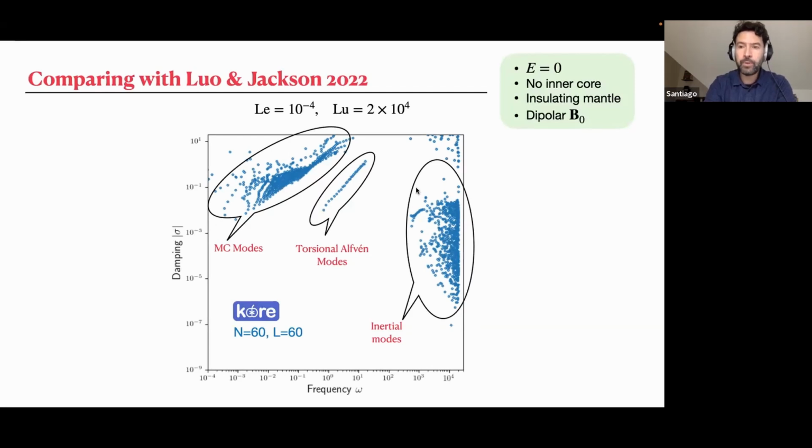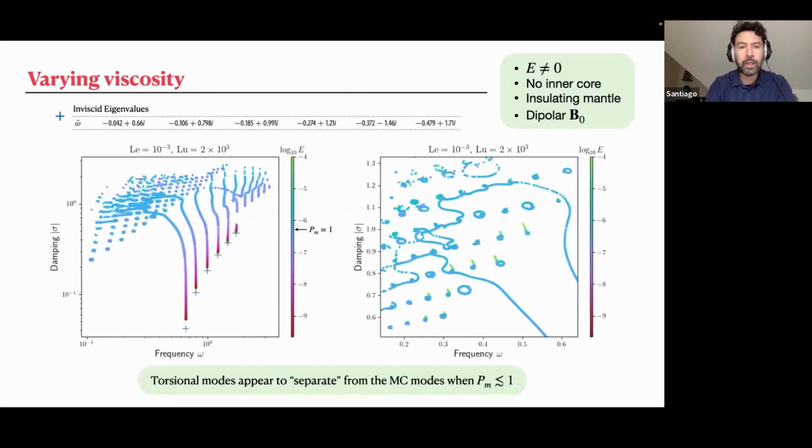But now we're going to include viscosity. So what happens? The color indicates here the Ekman number. Here is a logarithmic scale, and the green is more viscous and red is less viscous, approaching the smallest number that we can achieve, 10 to the minus 10 almost.